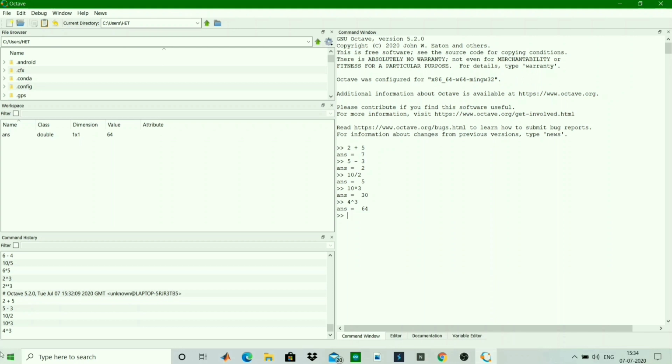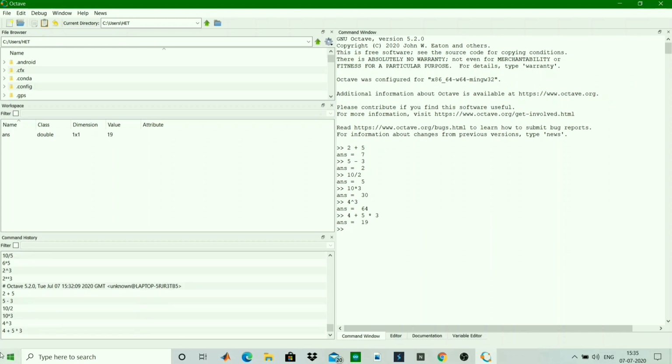Now let's see an example which would be very crucial for understanding how these operators work under the hierarchy. Example: 4 plus 5 into 3. On hitting enter, you see that you get 19 as an answer. First, the multiplication is done, that is 5 into 3, that is 15, and then the addition. So 15 plus 4, 19.